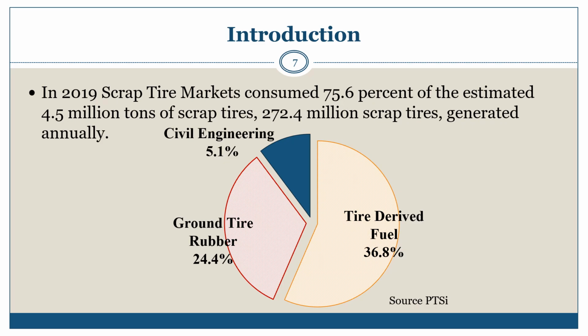GTR, ground tire rubber, accounted for 24.4% of the total consumption with use in asphalt, automotive molded and extruded products, playgrounds and mulch, and sports surfacing applications. This was an increase of 7.5% over reported consumption in 2017. Civil engineering consumption was 5.1%, including tire shreds used in road and landfill construction, septic tank leach fields, and other construction applications. Civil engineering consumption dropped by 28.4%, 4.5% over 2017 reported consumption.